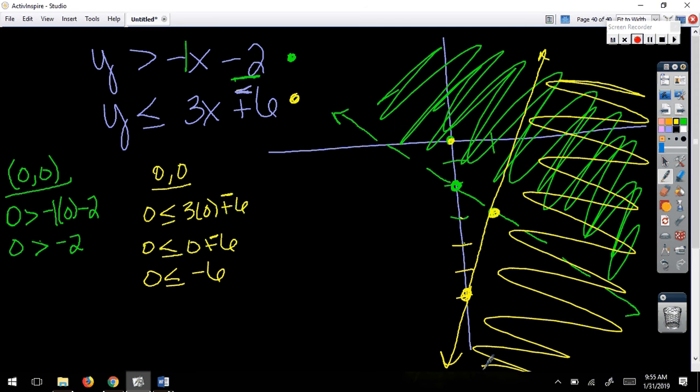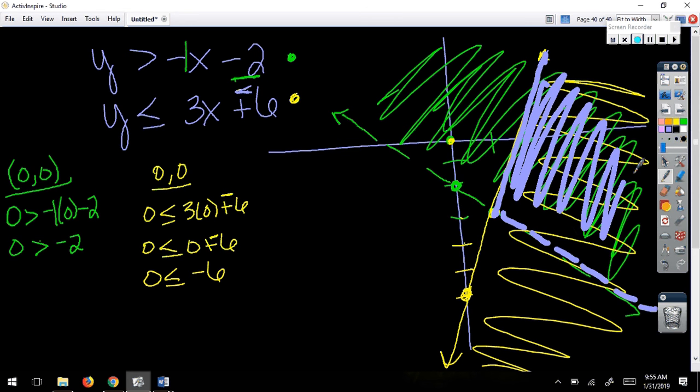So now look at my solution area. It's right here. Look, it's from here. It's right here. It's going to depend on how the lines go. Does it matter which one?